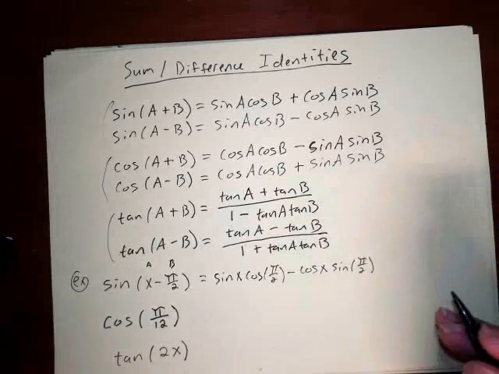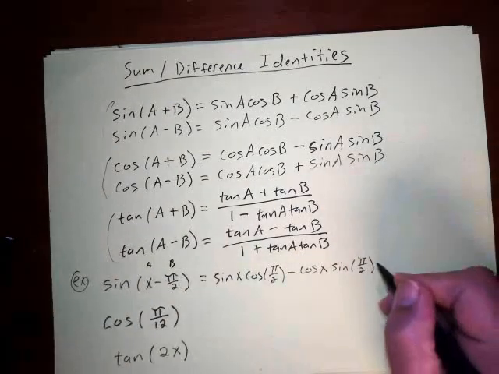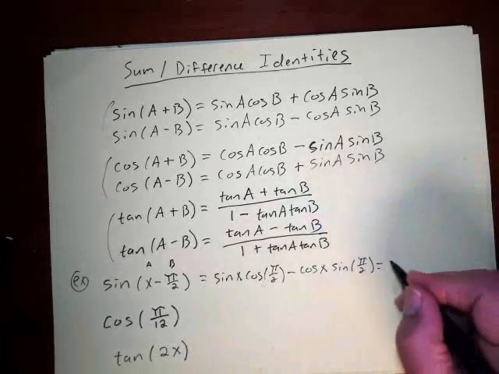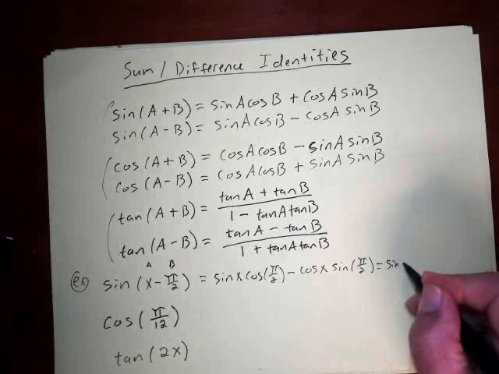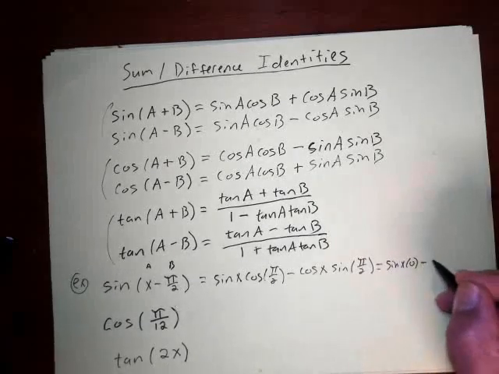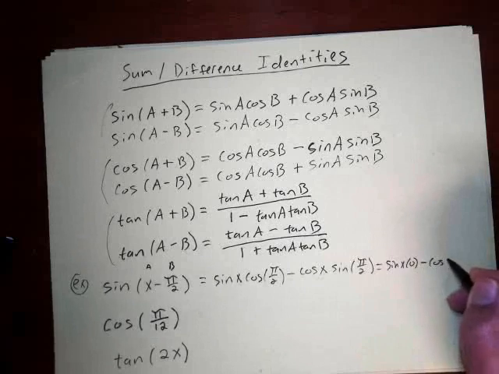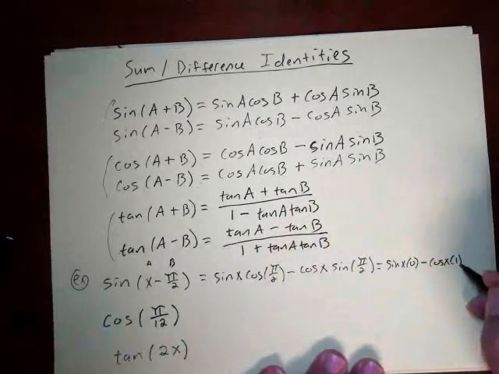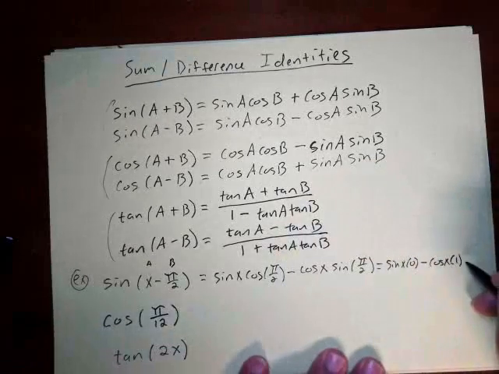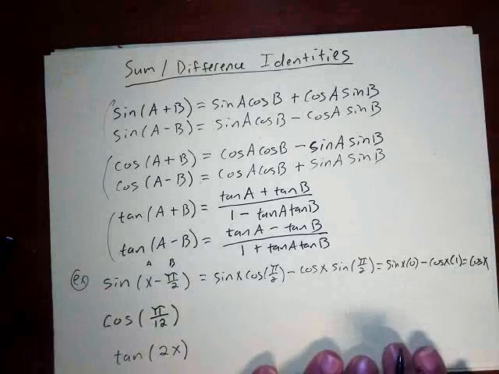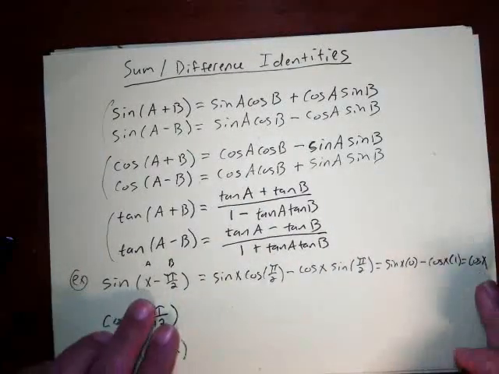And then as it turns out, this can be simplified, right? Because cosine of pi over 2 is 0. So this is really sine x times 0. And this is minus, this will be cosine x. And then sine of pi over 2 is 1, times 1. And so this whole thing becomes cosine of x. So this simplifies to that.